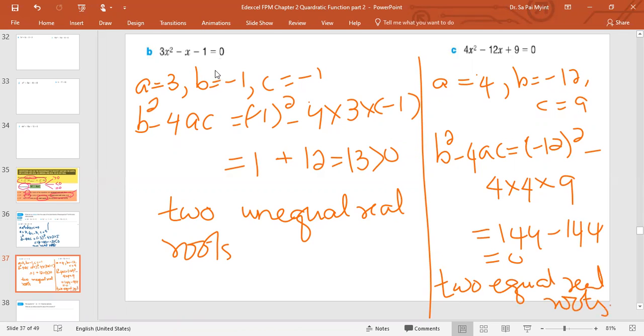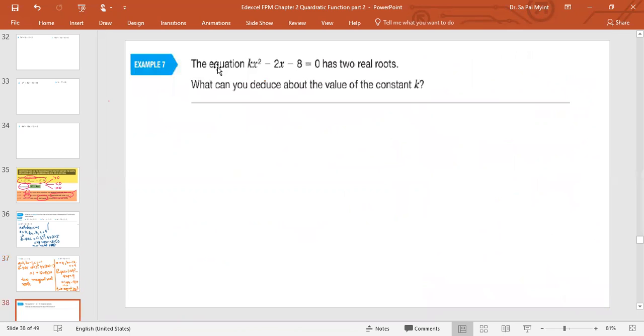Two equal real roots. Okay. Example 7. Example 7 has an equation kx squared minus 2x plus 8 equal to 0 has two real roots. What can you deduce about the values of constant k? Okay, here, what is given?